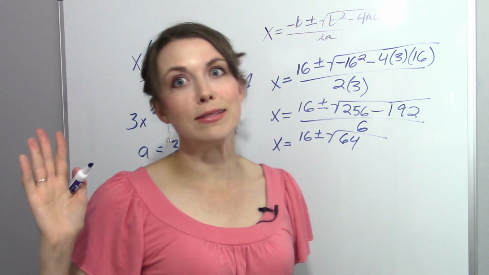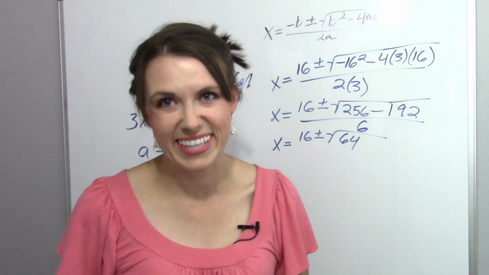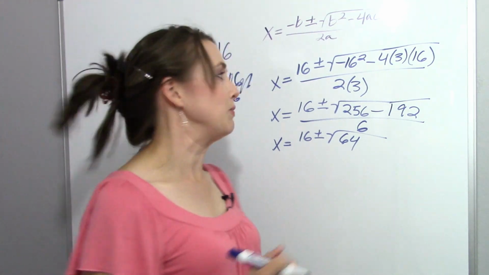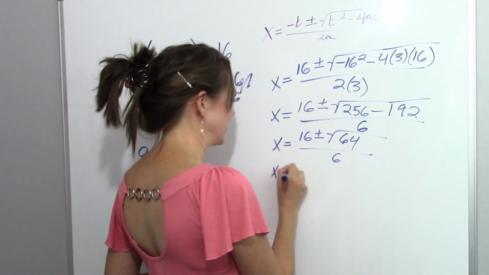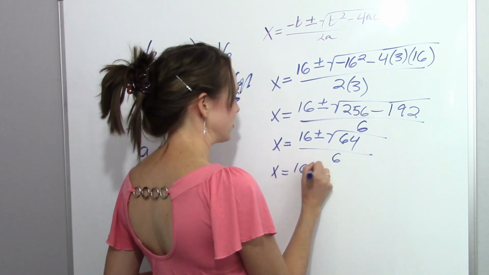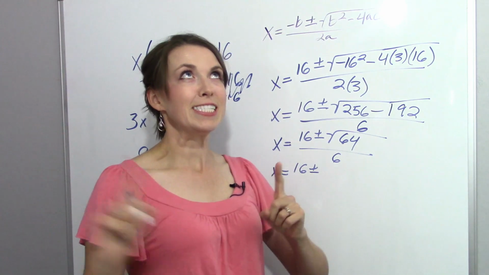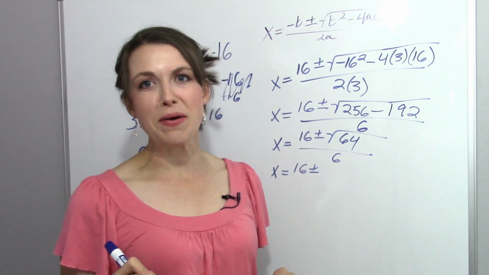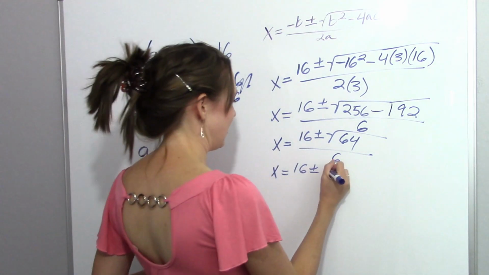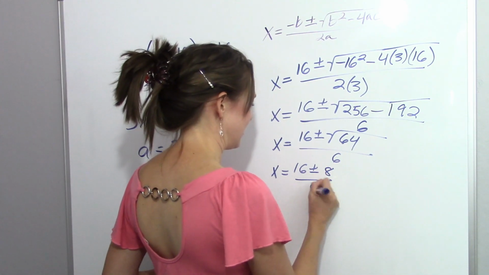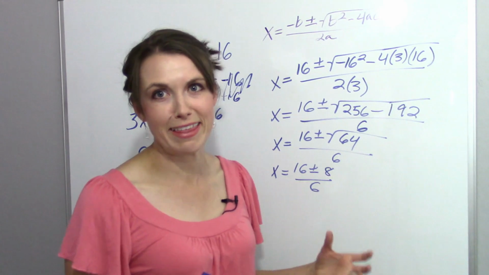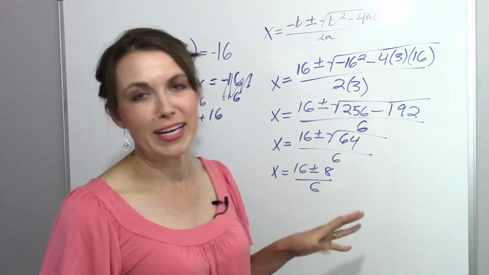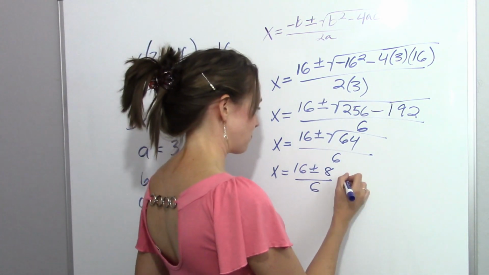Whew, that's a much more manageable number, right? I don't need my calculator anymore. Over 6. So I have x is equal to 16 plus or minus, so what times itself equals 64? 8 over 6. Okay, I was getting a little nervous with some of those big numbers, so I'm really thankful that it's worked its way down to some easier ones, right?